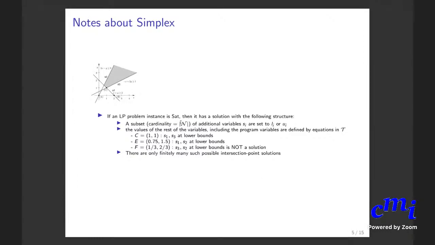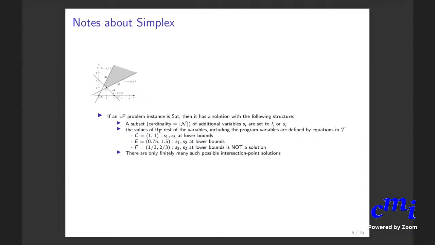The main observation is that if an LP problem instance has a satisfying solution, then it always has a solution with the following structure. There is always a solution with this kind of structure, and that's what simplex finds. And there are only finitely many such solutions among the infinite set of satisfying solutions for the LP problem.